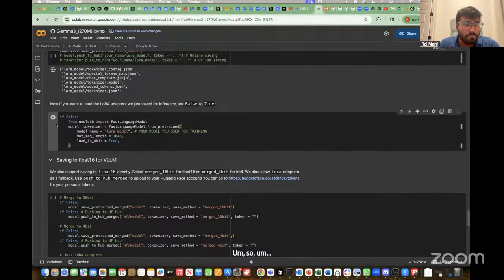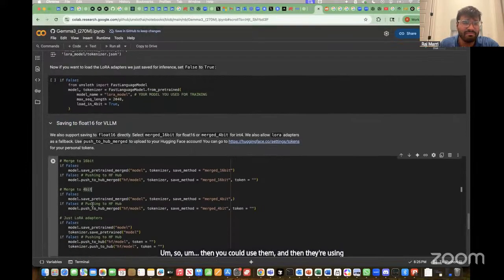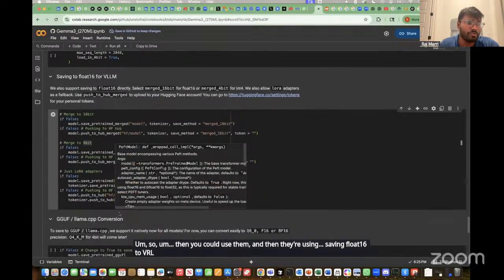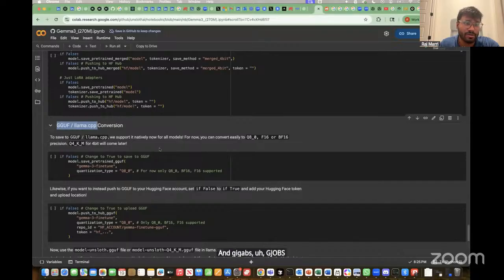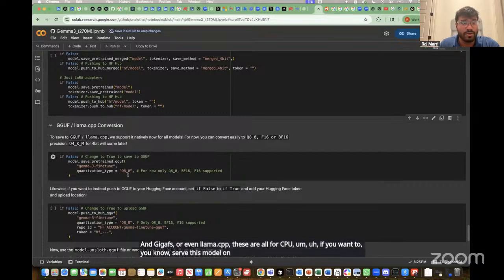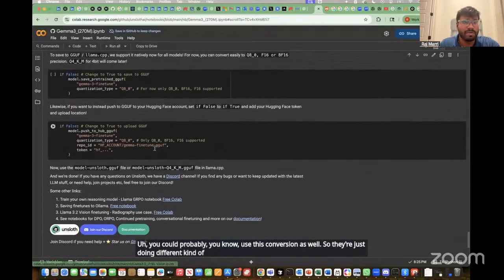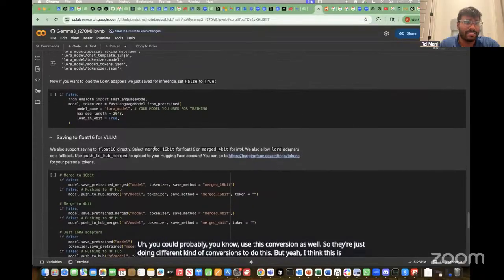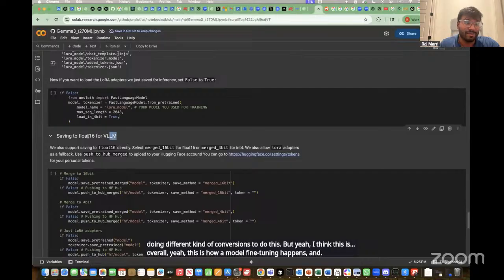Then you could save float16 for vLLM, and then you're just using vLLM to serve it. And GGUF or even llama.cpp, these are all for CPU. If you want to serve this model on a CPU, you could probably use this conversion as well. So they're just doing different kinds of conversions to do this. But overall, this is how model fine-tuning happens, and serving also happens through this.